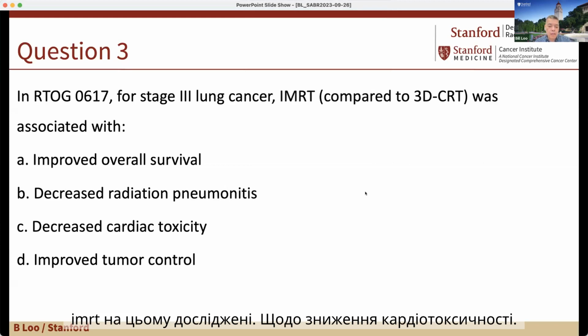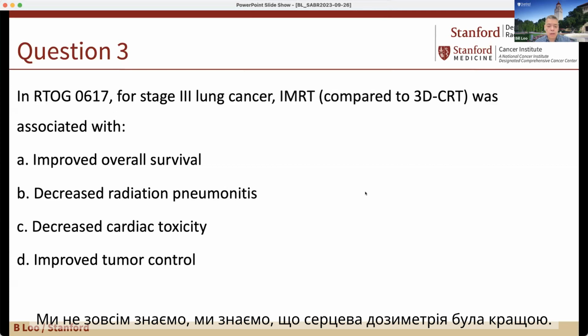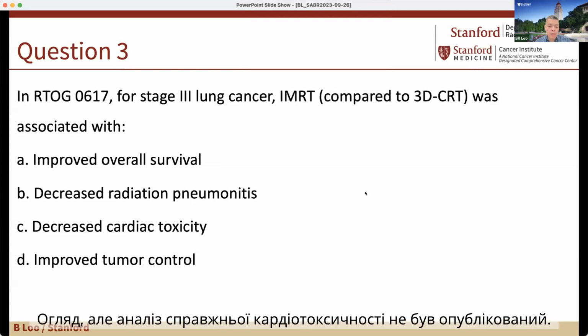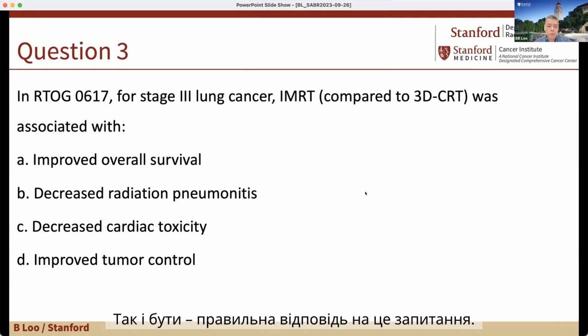Decreased cardiac toxicity, we don't quite know. We know that cardiac dosimetry was better with IMRT, but the analysis on actual cardiac toxicity was not published. So B is the correct answer for this question.